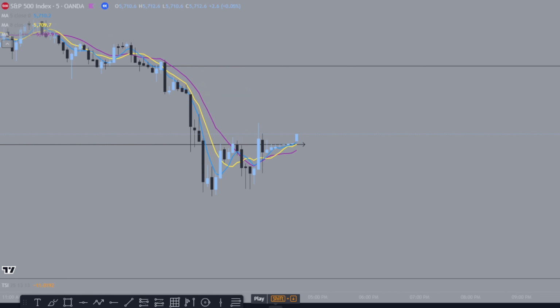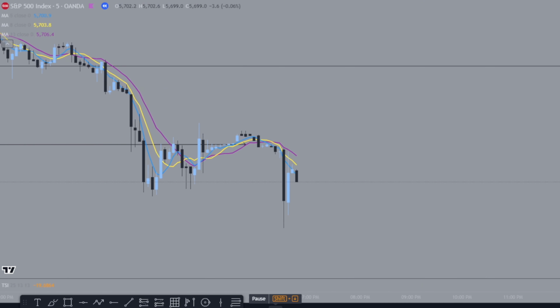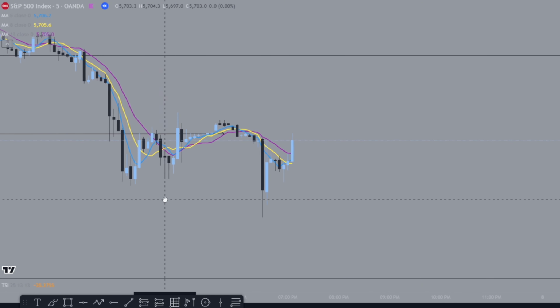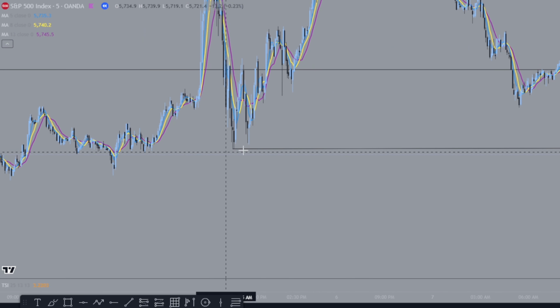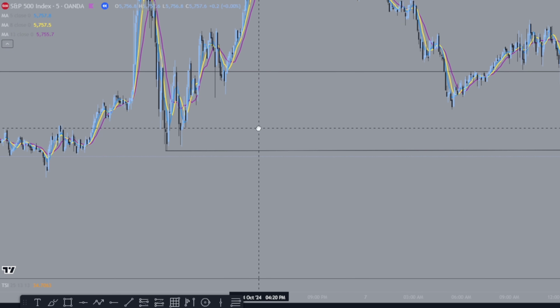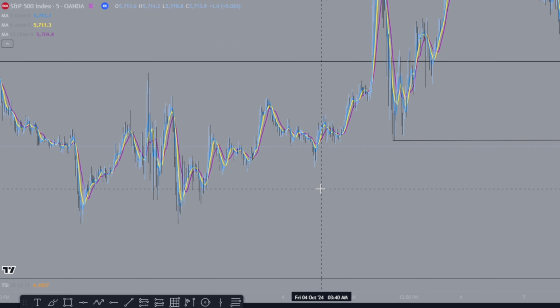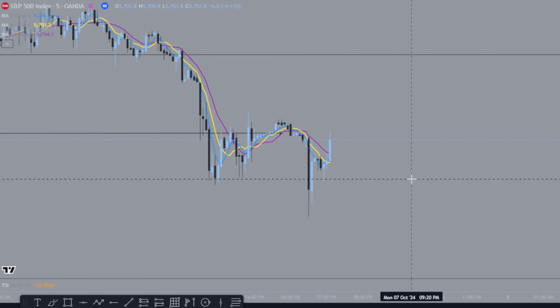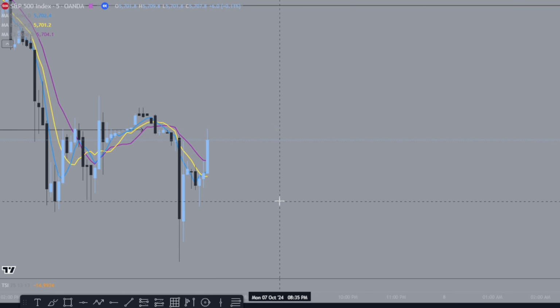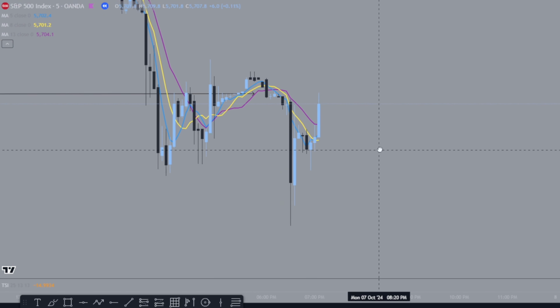Now we're going to start highlighting market structure and seeing how the moving averages work and play out with this. So ultimately, what you have to see is the blue and yellow crossing to the upside. However, with that, we need to first figure out market structure on the lower time frame.